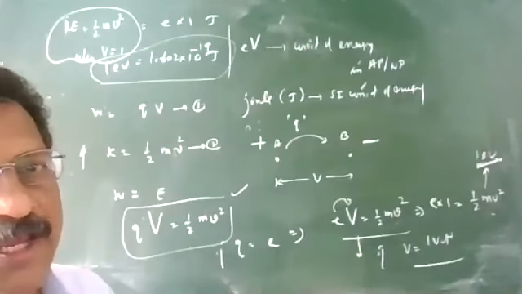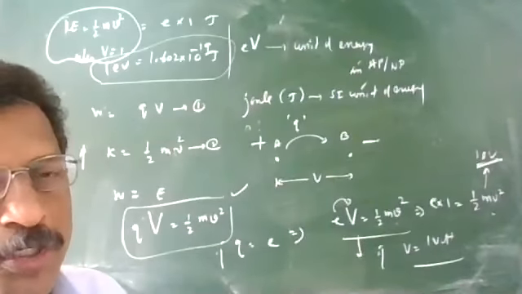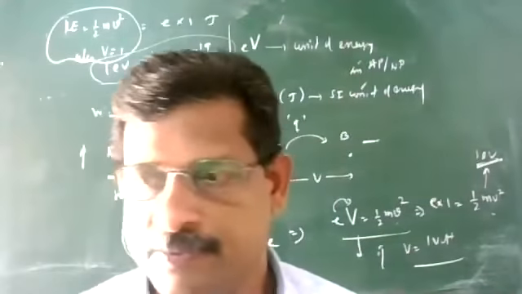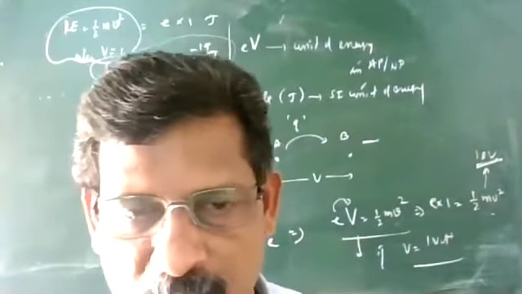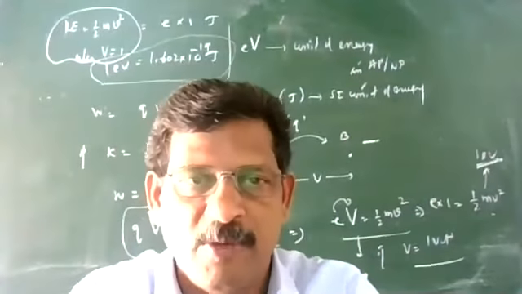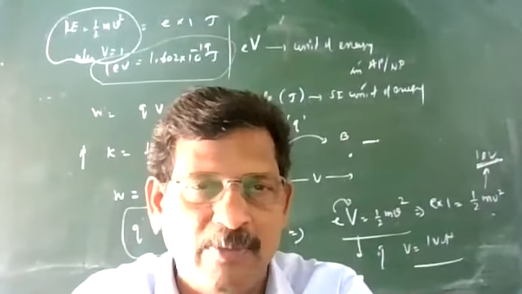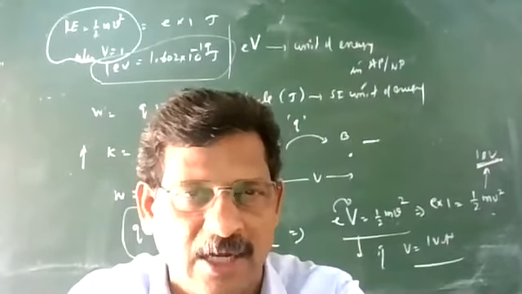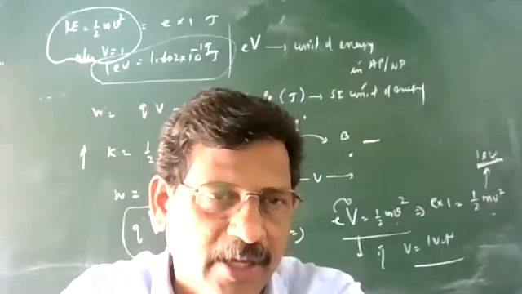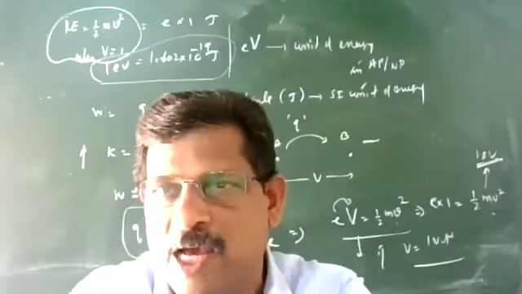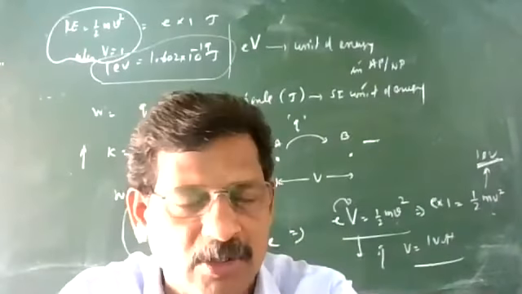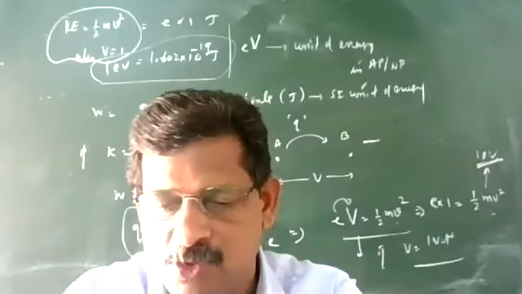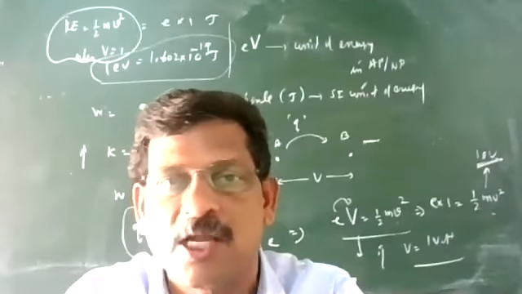So next heading is potential due to an electric dipole at any point in general. You are already familiar with electric field due to a dipole along its axial line and equatorial line. Here we are not saying equatorial or axial line, any point. If it makes an angle theta with the dipole moment, we find out the potential at any point due to the dipole. It's an important point. So I think we'll continue in the next class only.